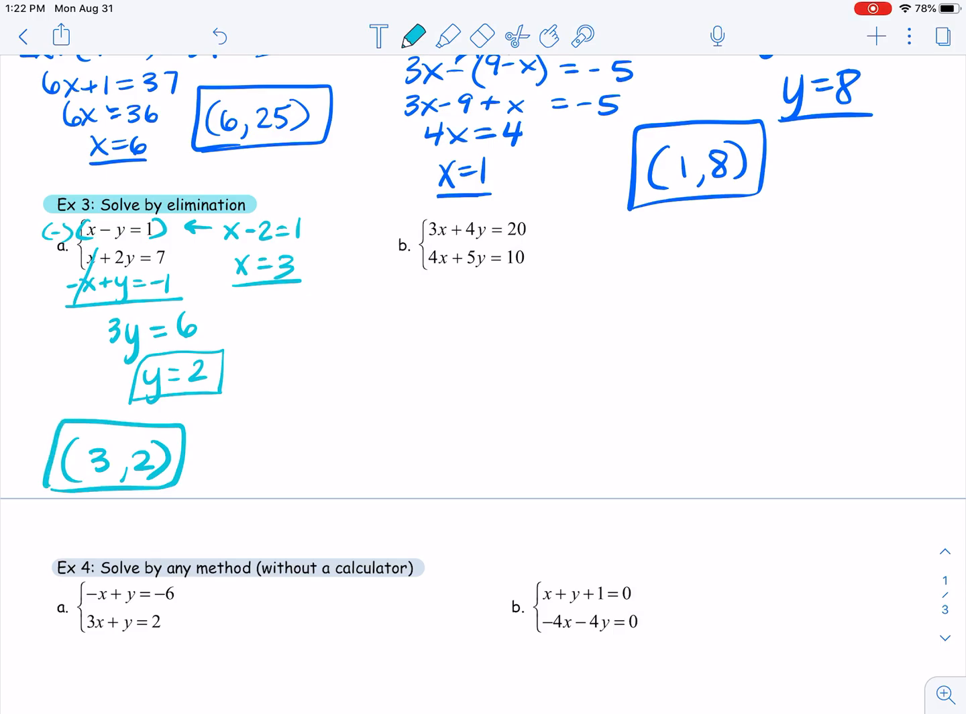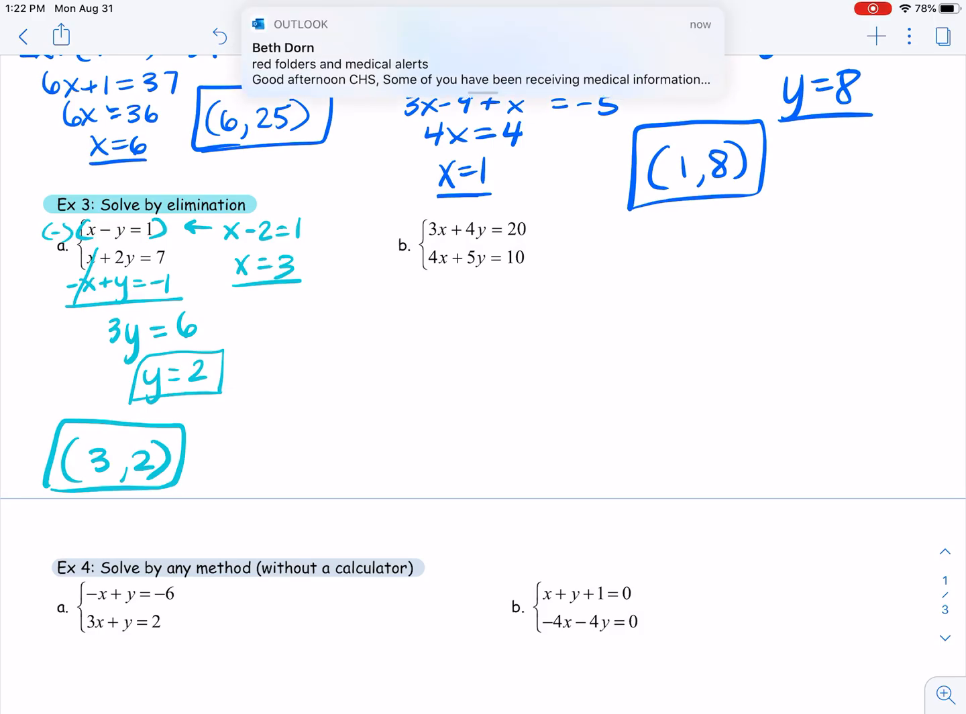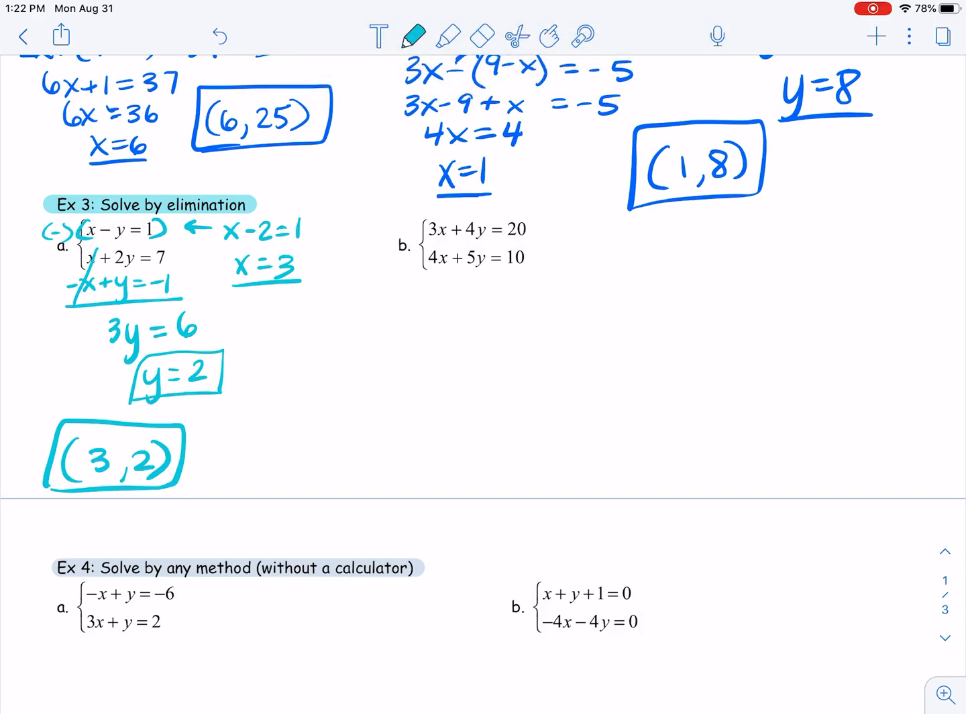Again, if you would have multiplied that first one by a 2 and canceled out the y and solved for x, you would have gotten the 3, and then plugging it back in, you should have gotten y equals 2. It's whatever you think is easier.